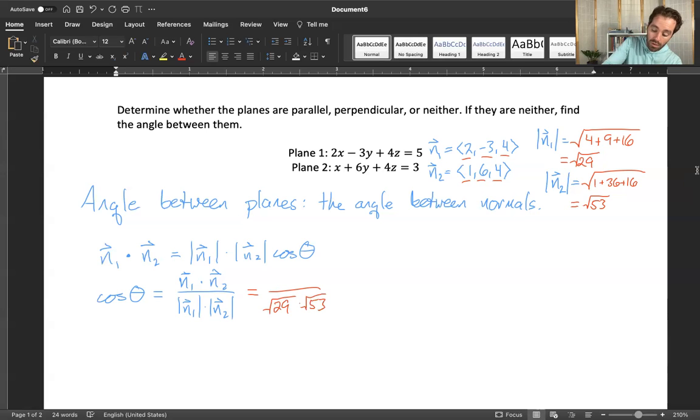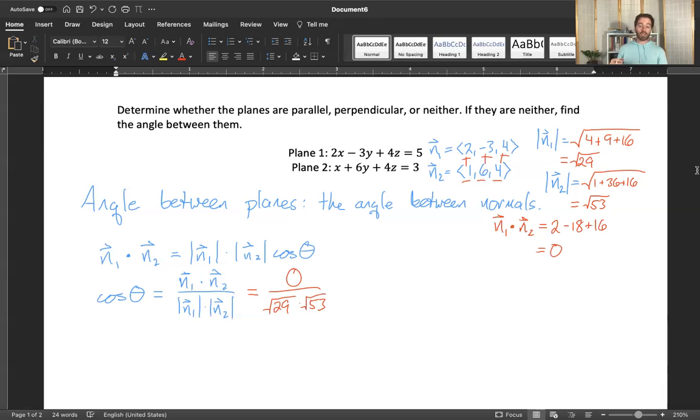Now I need to find the dot product. n1 dot n2. This is 2 plus -18 plus 16. 2 minus 18 plus 16. Well, guess what? This is actually going to end up being 0. So in the process of going to investigate what this is going to be, we found out that the dot product is 0.